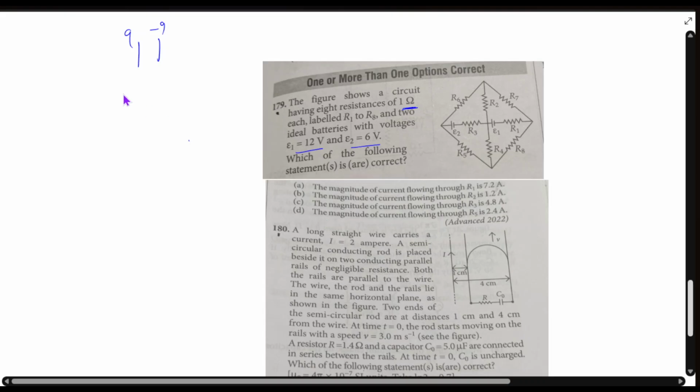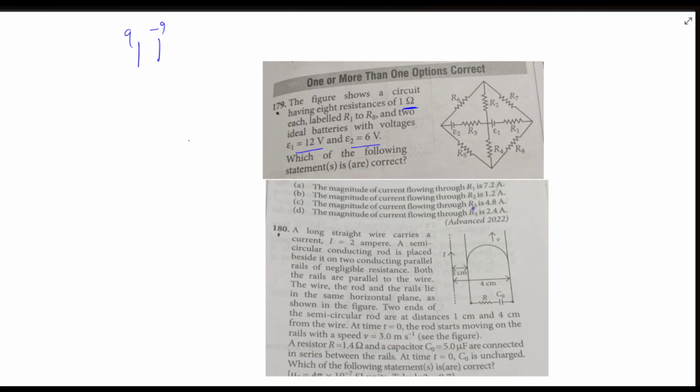So we need to find the current in R1, R2, R3 and R5. So 1, 3, 2, where is 2? This is 2. So 1, 3 and this. Okay, so let's find how we should solve this. Look, about this line, it is symmetric. So we can use folding symmetry. So let's fold it here.